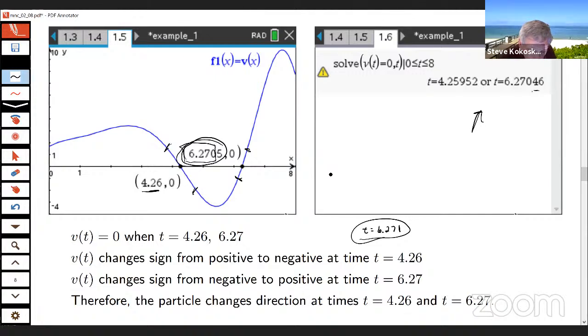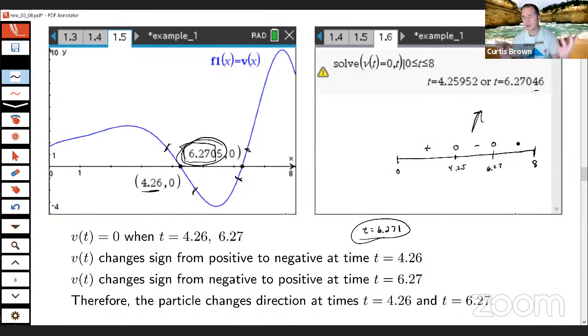The graph page certainly gives you a better illustration of what's going on, Curtis. But my response to your question is, a student can create a sign chart. Now, remember, a sign chart is not sufficient justification, but they could certainly create one here where T is equal to 0, 4.25, 6.27, and I think 8 was the last value. You know that the velocity is 0 here and 0 here, and figure out the signs with test values as you just did. Okay. So some sort of testing test values would also be sufficient to get me what I needed there.